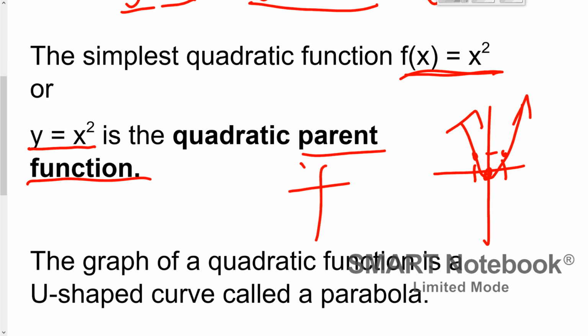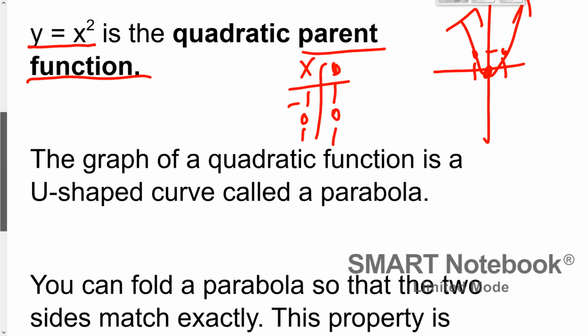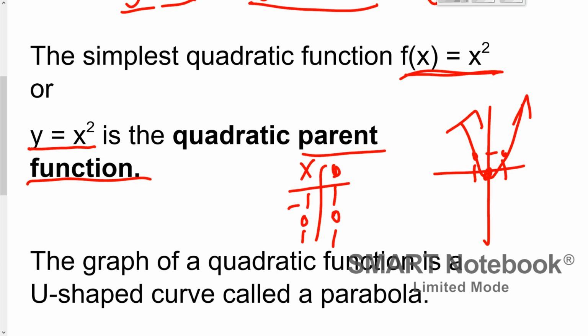It's always going to have these x's, the simplest x's, and our y's would be 1, 0, 1 every time for this parent function. Okay? The graph of a quadratic is called a parabola. It's a U-shape.